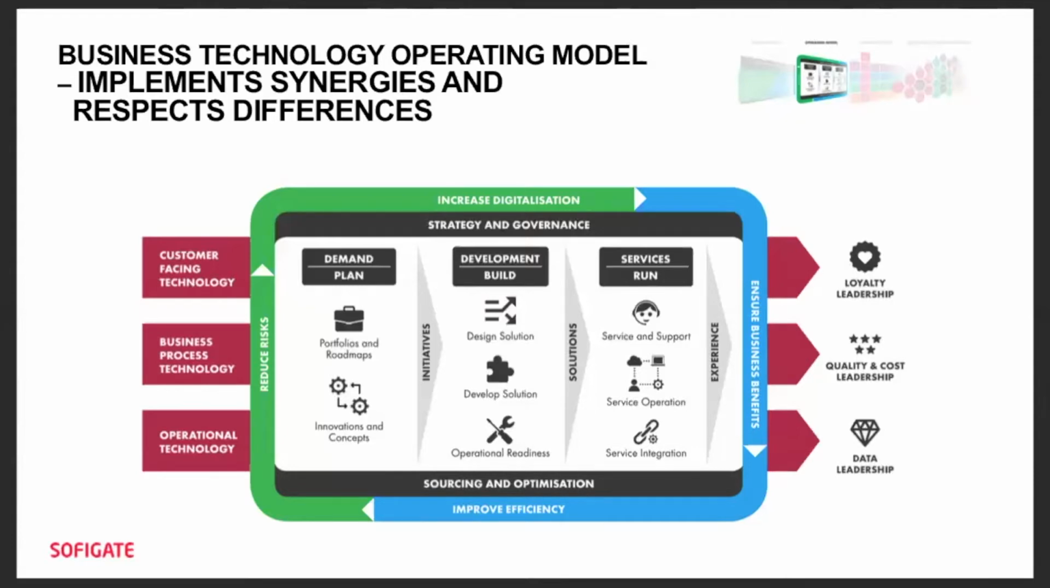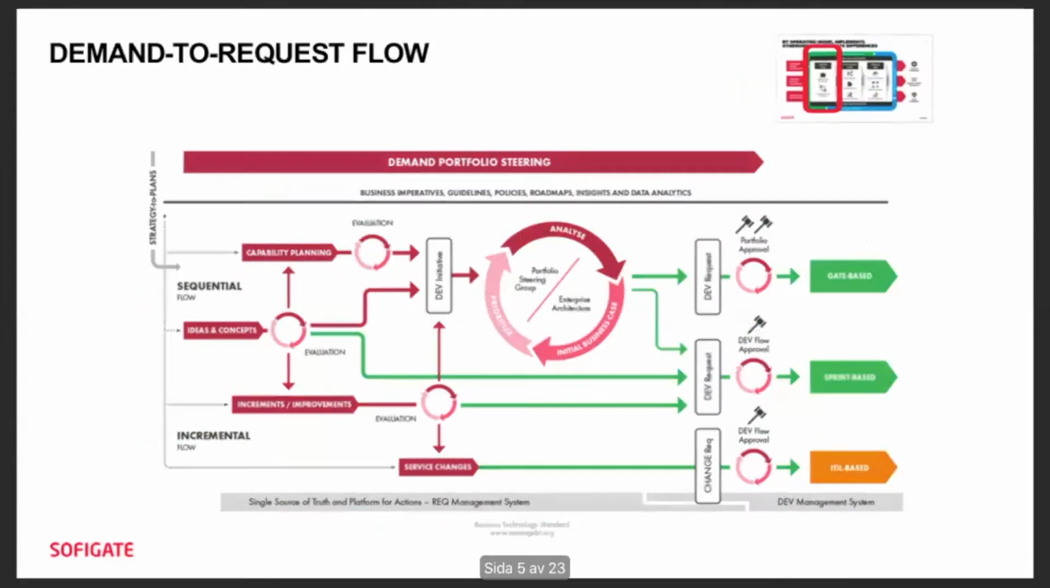So I will talk about the demand discipline and specifically the demand to request flow, as you can see here on this slide. The purpose of the demand to request flow is really to manage the demand portfolio, to keep control of all the different customer or business demands that are being handed over to IT in some way or another.